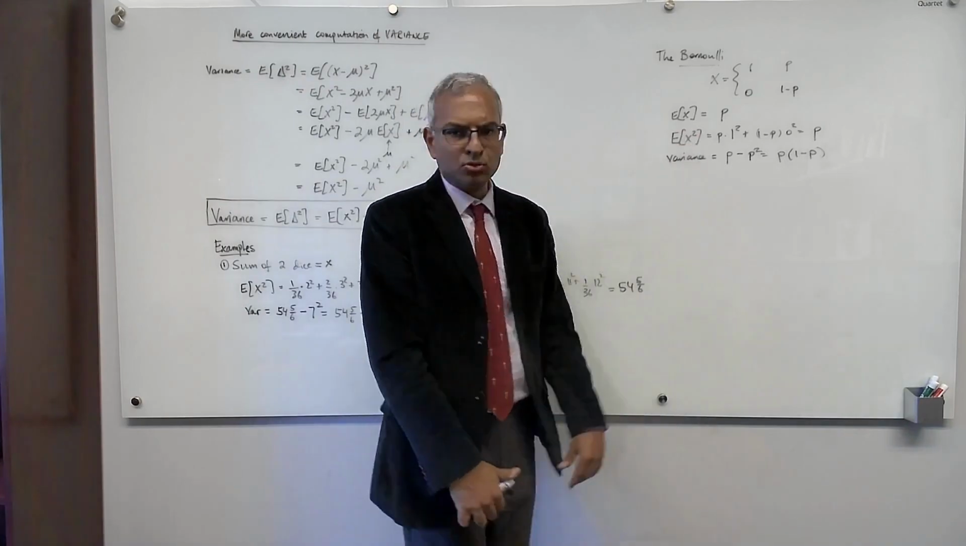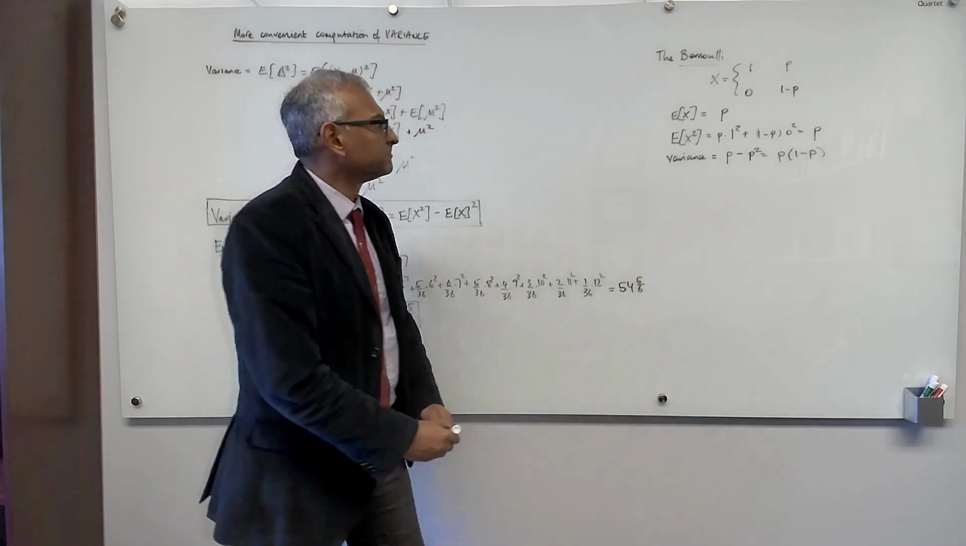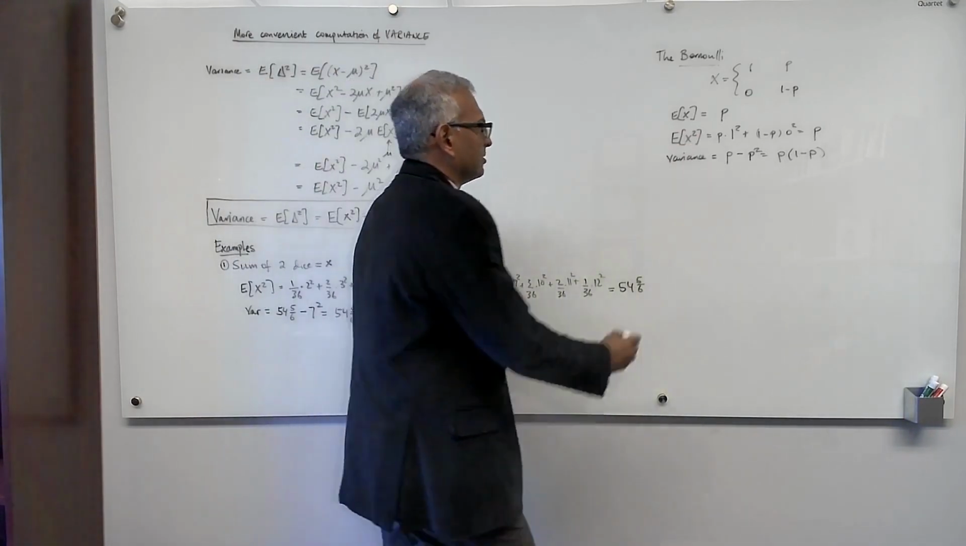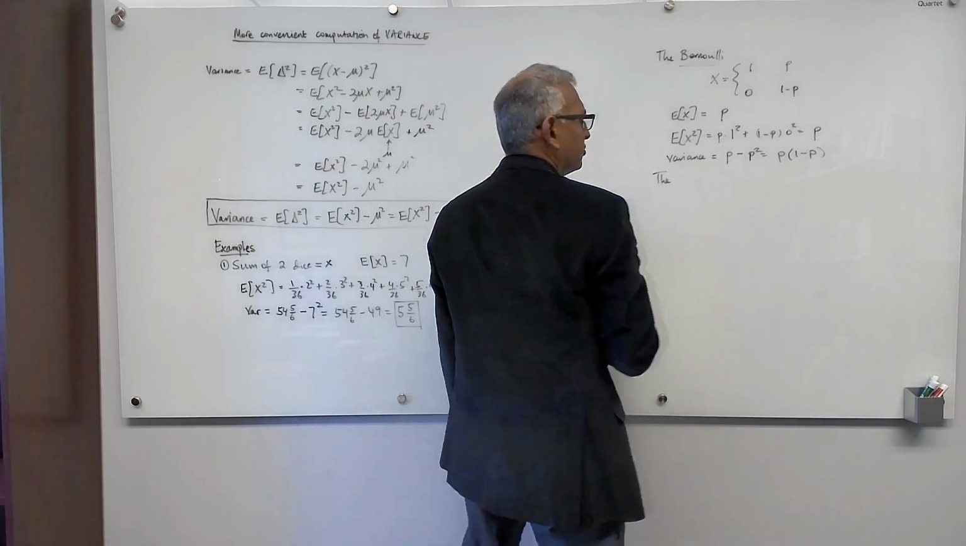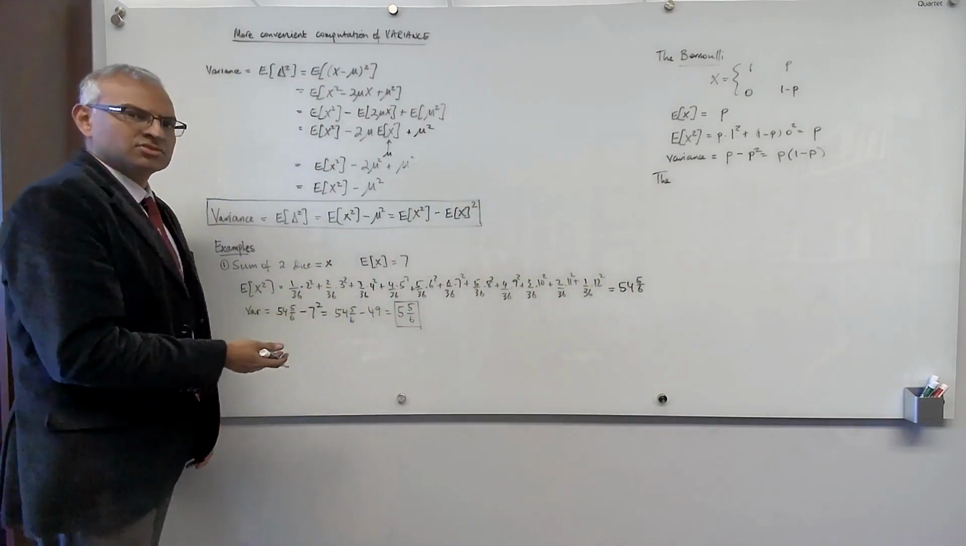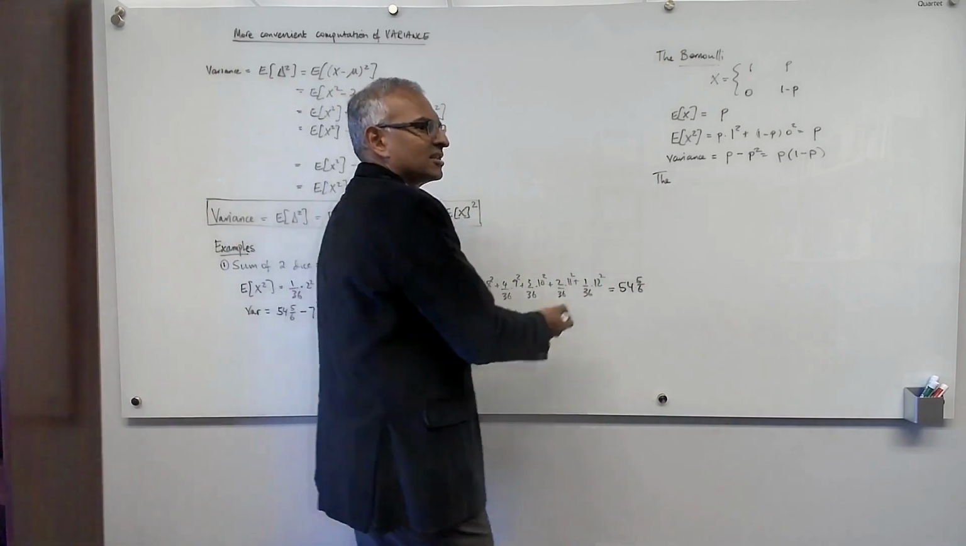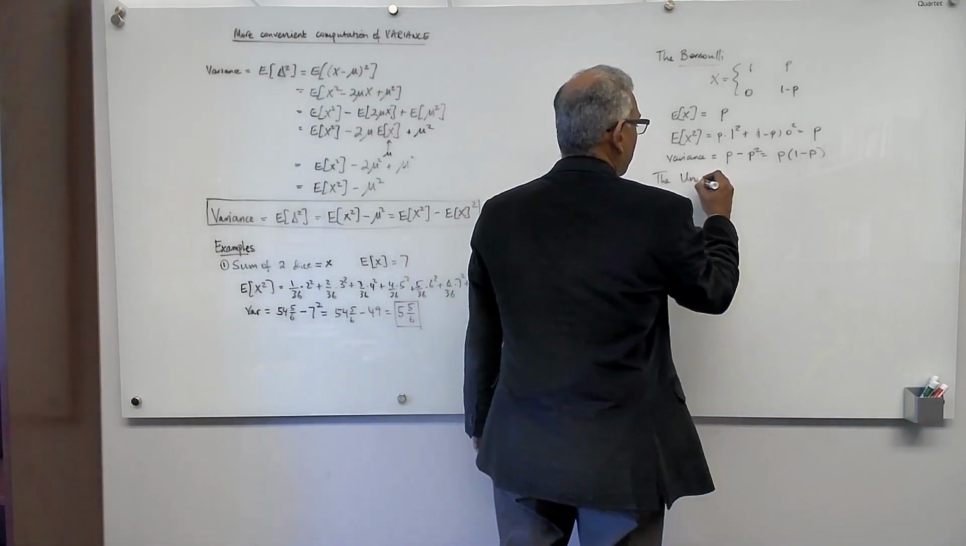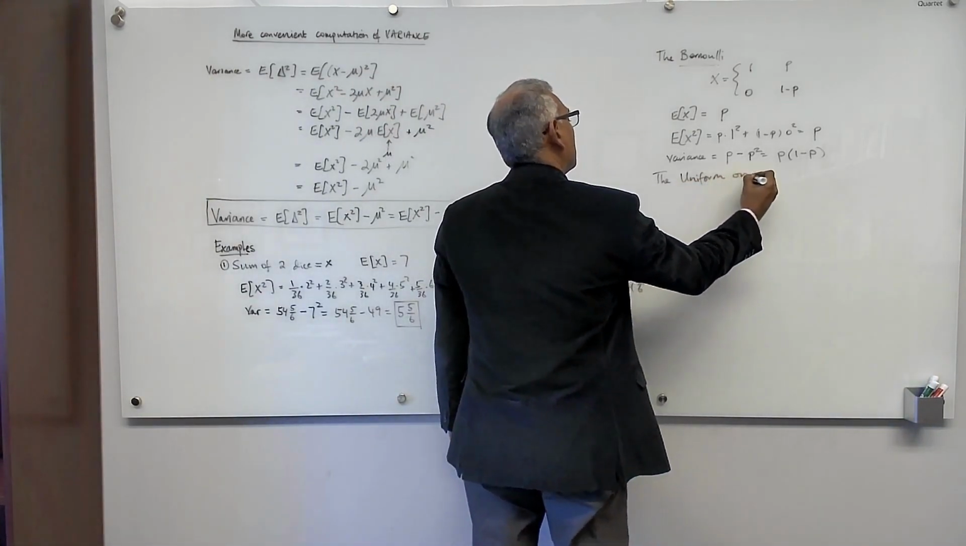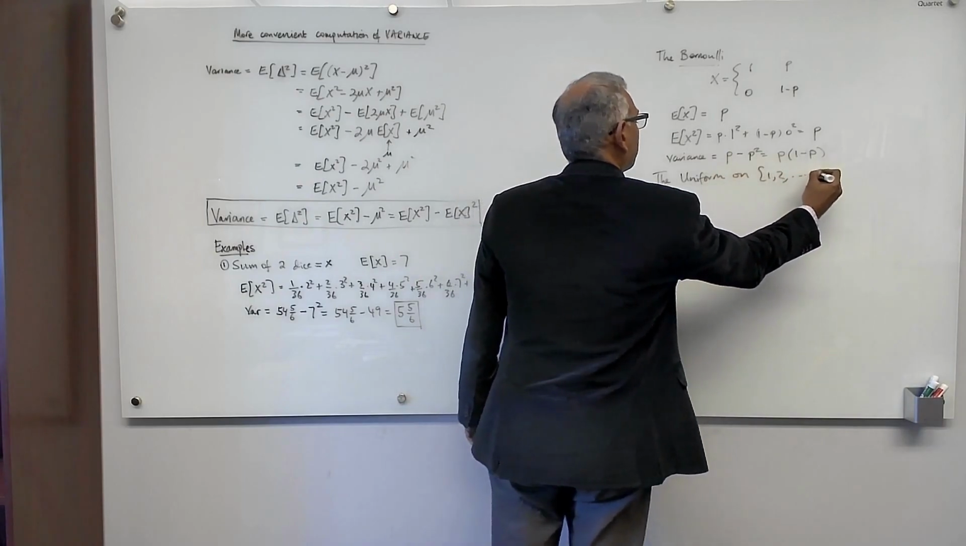The variance of a Bernoulli is p times 1 minus p. Okay, what about the uniform random variable? And now you'll see why it's much easier to compute this way rather than computing deviations and then taking the average. The uniform on 1, 2, up to n.